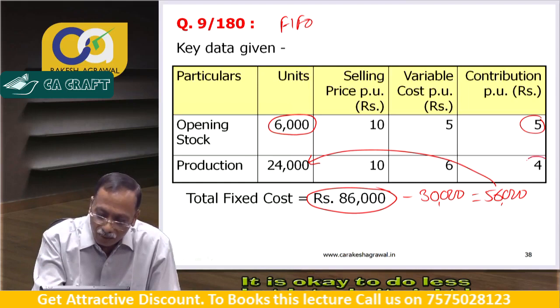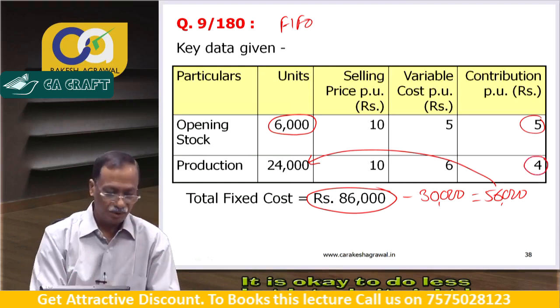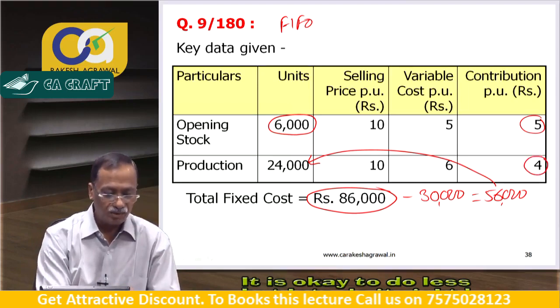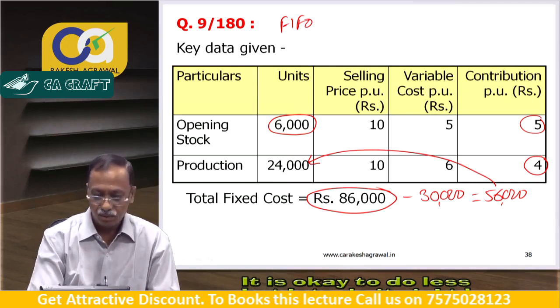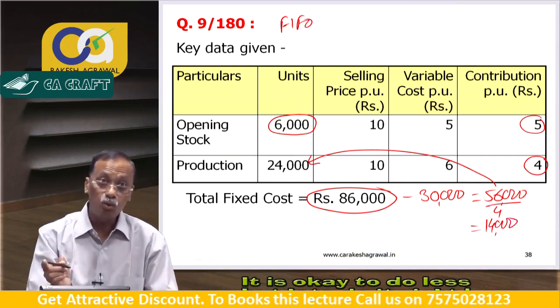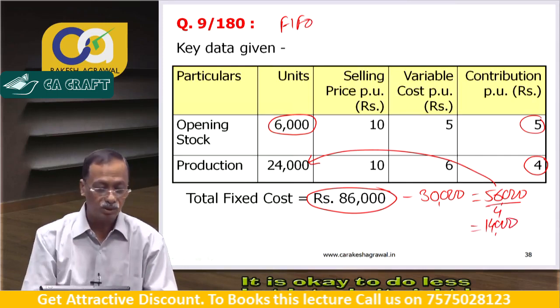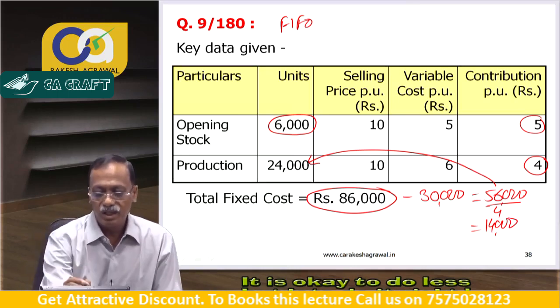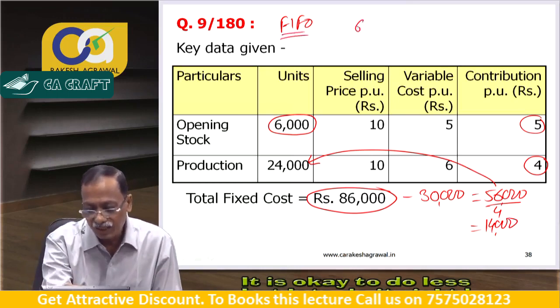From current production, my contribution is 4 per unit. So 56,000 divided by 4. I have to sell 14,000 units more. Out of current production, I have to sell 14,000 units more to recover the remaining fixed cost. It means if I use FIFO method, I have to sell these 6,000 units from opening stock, plus I have to sell 14,000 units from current production.